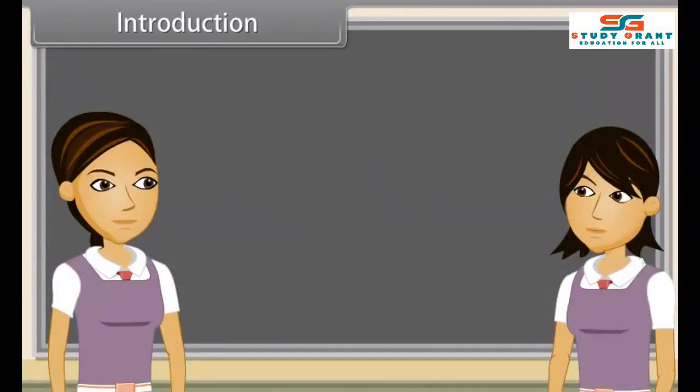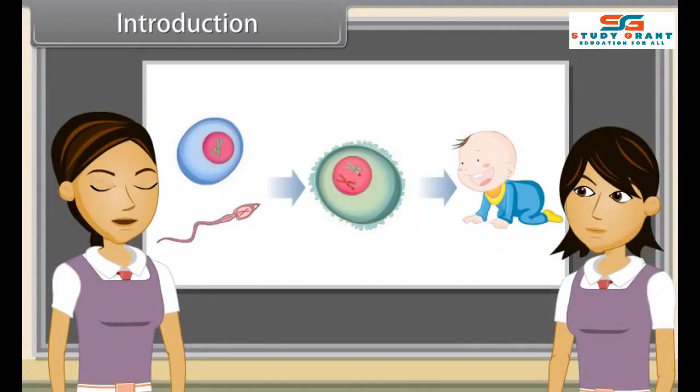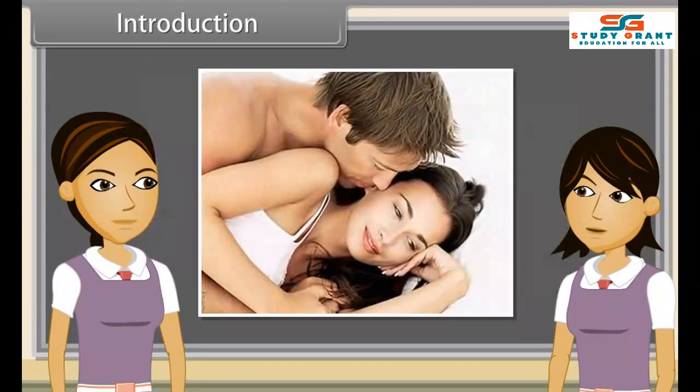Introduction. As we have already discussed, reproduction is the ability of all organisms to produce young ones similar to themselves in most characters. Yes, and for the process of reproduction, we have to make sexual contact. But if we do this without any protection, then many diseases are spread from an infected partner.